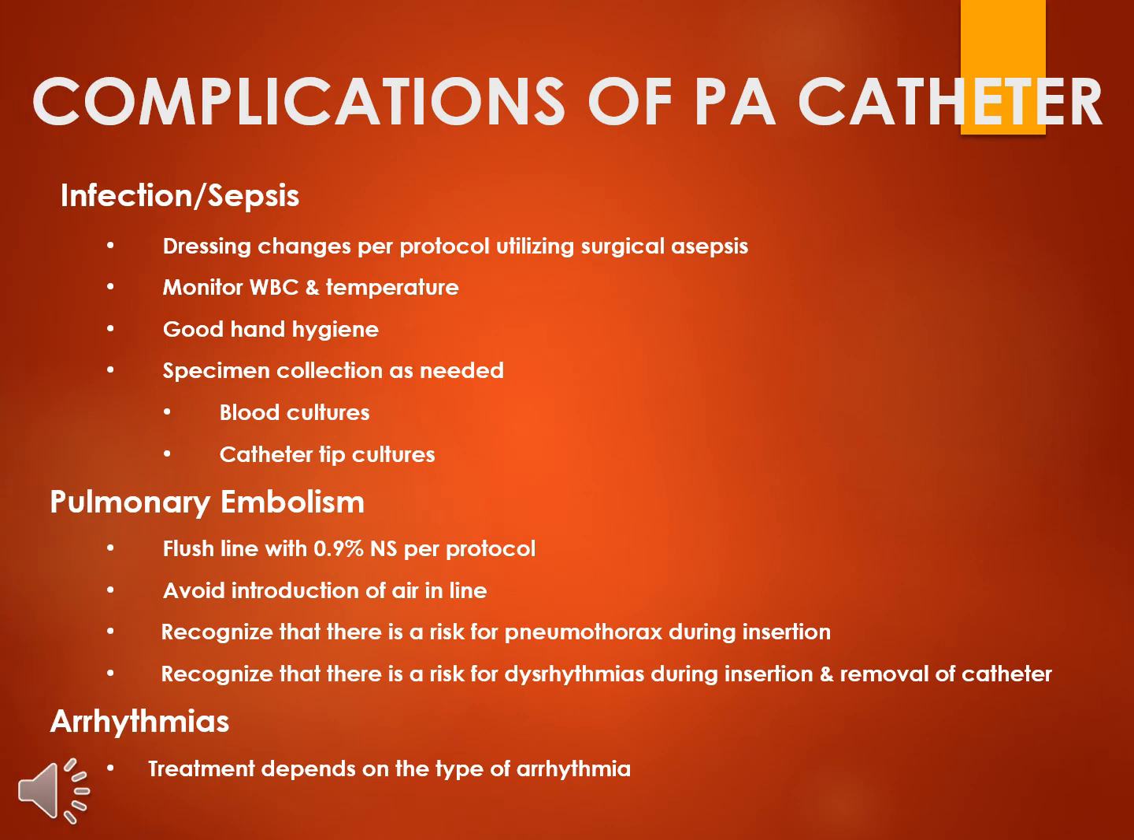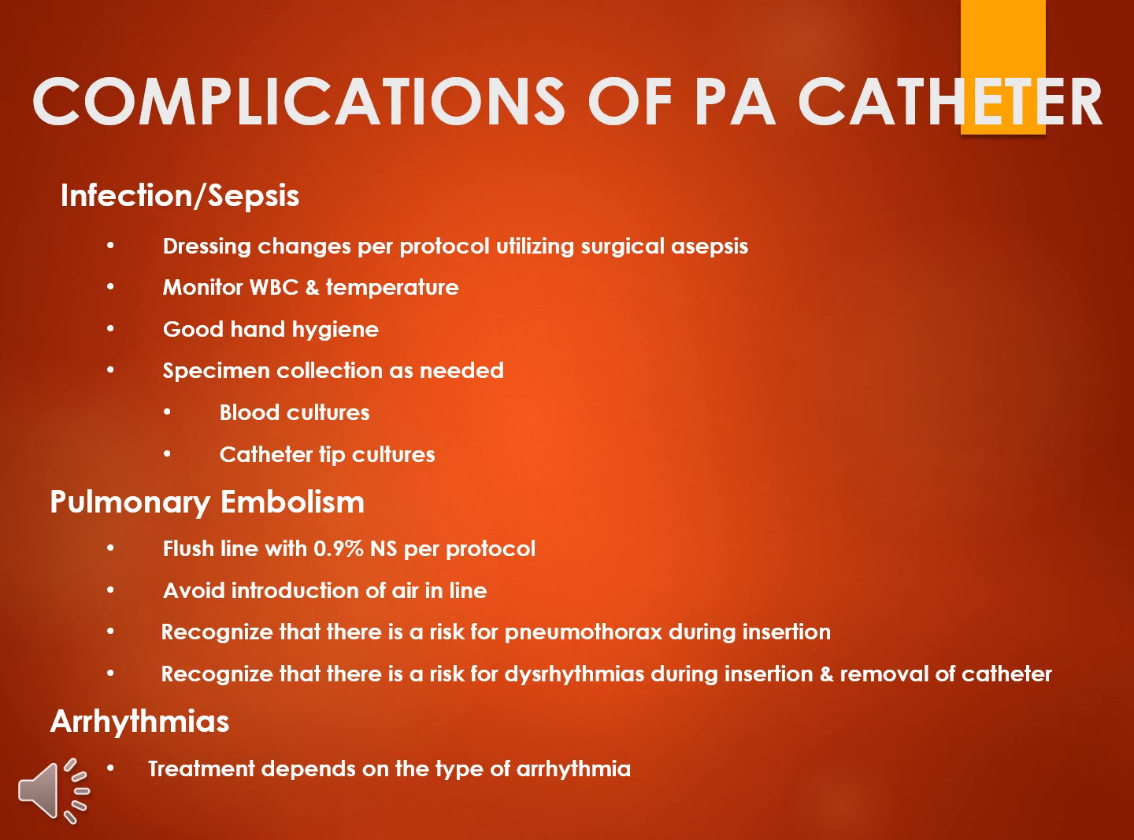Not only can we have arrhythmias as complications of a PA catheter, but infection and sepsis. So it's important that we pick up on infection early so it doesn't turn into sepsis. We want to make sure that we are using good hand washing, dressing changes per protocol, monitoring our white blood count for elevations and also temperature elevations.